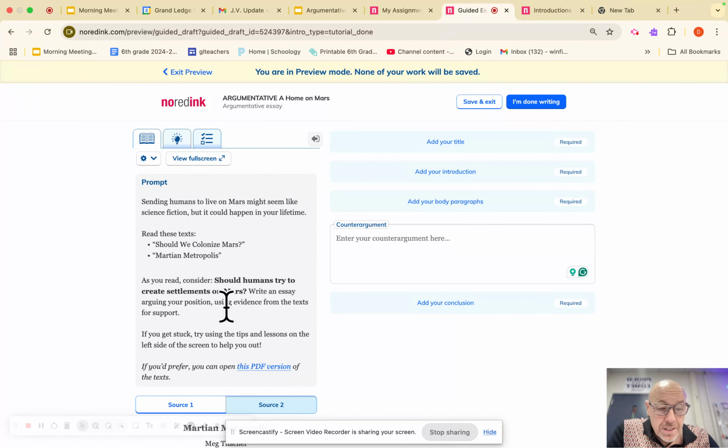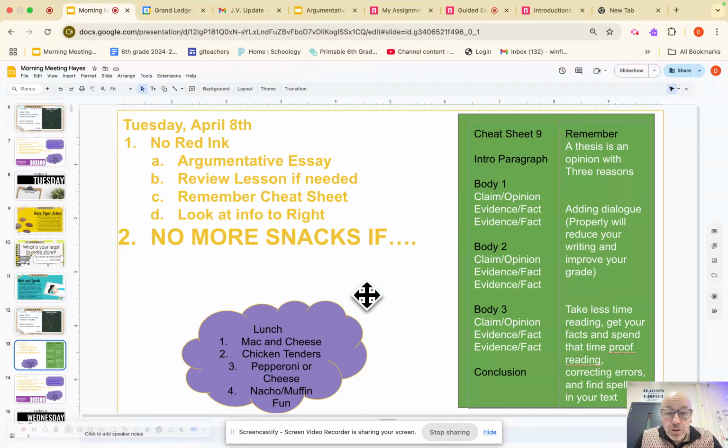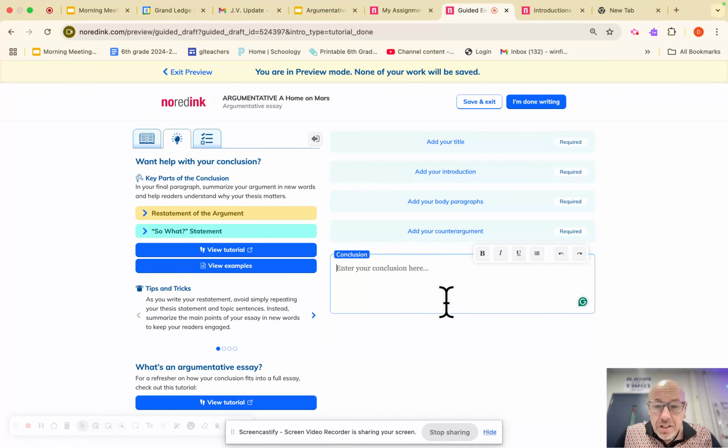Now, let's say you want to stay on Earth. That means this third paragraph right here, the counter argument, you would need to talk about why people would go to Mars and give evidence. Let's flip that, because if you said we should go to Mars, then this counter argument paragraph should be about why you should stay on Earth as an opinion, followed by two pieces of evidence. So this is going to be your counterclaim one. Going back to this. Then your conclusion.